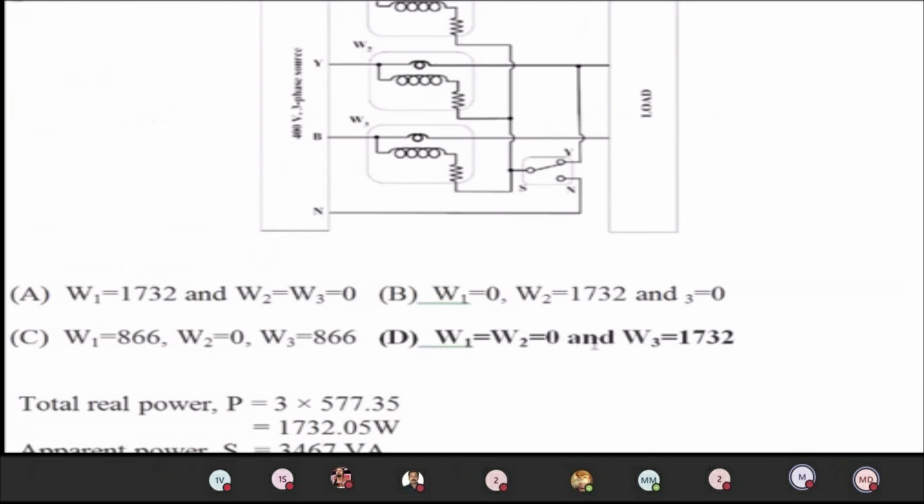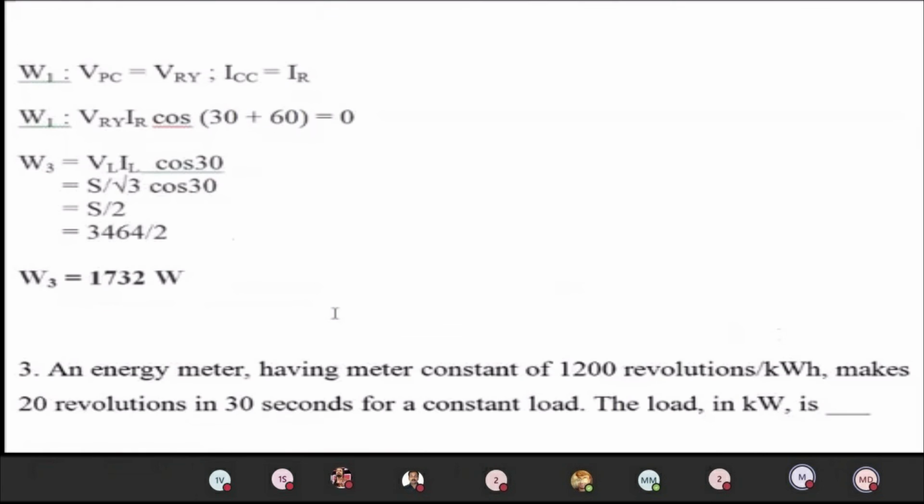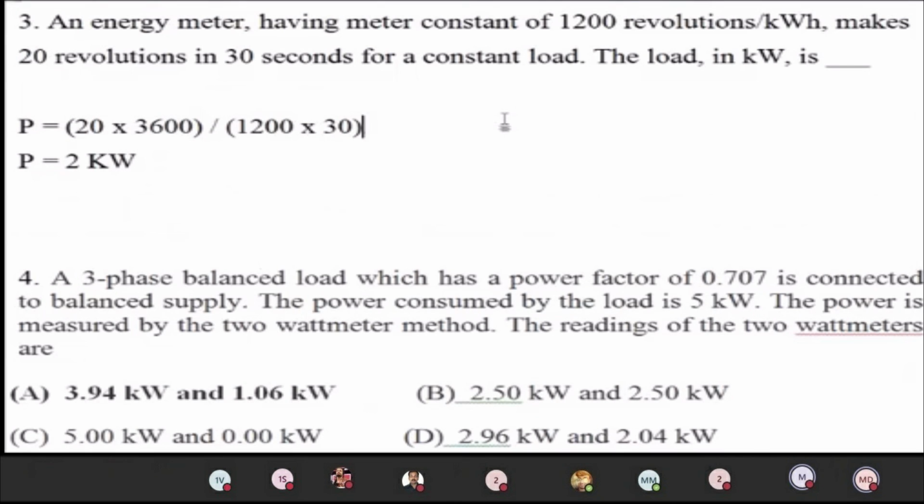So just check the option. Your fourth option will be the correct one. Already W2 is 0, and as per the calculation W1 is 0. So finally wattmeter 3 will be reading 1732 watts. And next, simplest question: an energy meter having meter constant of 1200 revolutions per kilowatt hour.